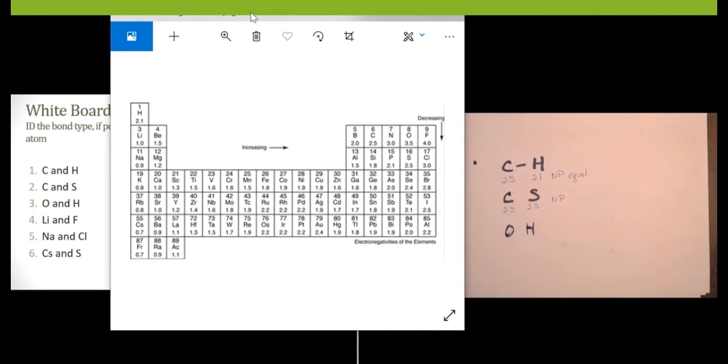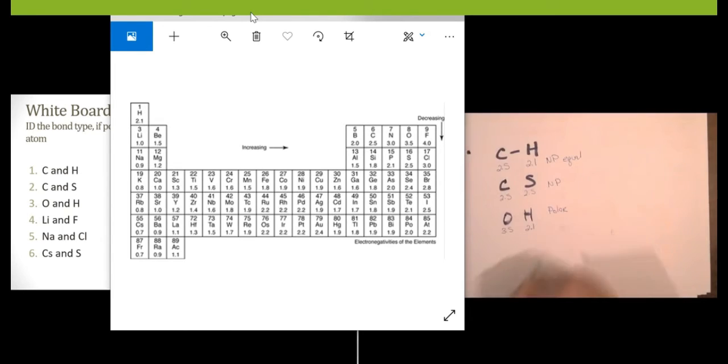Oxygen and hydrogen, and what do we have here? So hydrogen is 2.1, and oxygen is 3.5. All right, my math wizards, what's the difference here? So this one's polar, right? So in this case, now we have to say which is more positive and which is more negative.